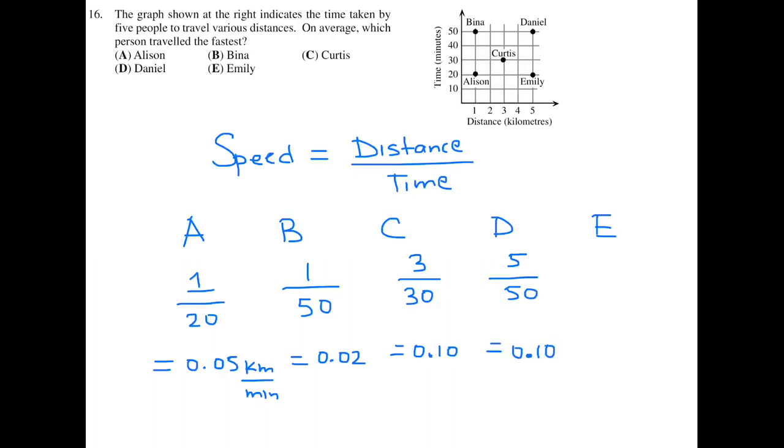And finally, Emily is 5 for the distance, kilometers, and 20 for the time. So hers is 0.25. So they're asking which of these is the fastest. So the fastest is, of course, the largest speed. So which of these has the largest speed? And it would be this one right here. So Emily is the one traveling the fastest. So 16 is E.